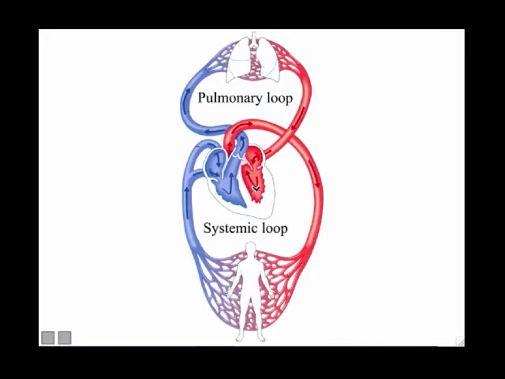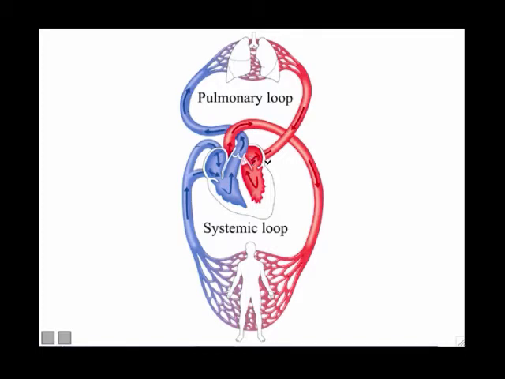Okay, so the order of events is like this. The atria, the receiving chambers, fill up with blood returning from the loops. The right atrium gets filled with blood returning from the systemic loop, and the left atrium gets filled with blood returning from the pulmonary loop. And then in sync with each other, in other words, at the same time, the left and right atria contract. Their job is to now squirt that blood into the ventricles. So the atria fill up the ventricles.